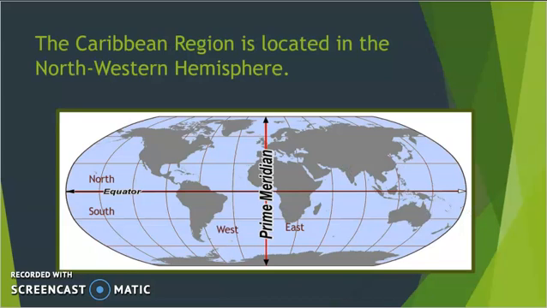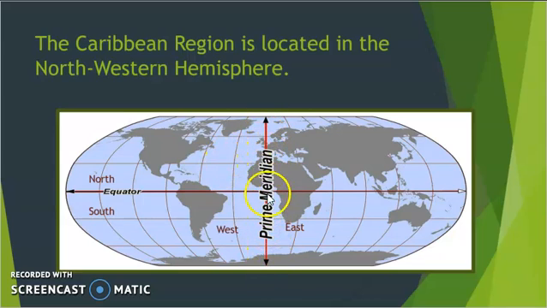So the Caribbean region is located in the northwestern hemisphere. So did you remember that? That's good if you did. So this is the equator which divides the world. It's an imaginary line that we use to divide the world into the north and to the south. So the Caribbean can be found in the northern part of the hemisphere, the northern part of the world, the northern hemisphere. But what about this line?